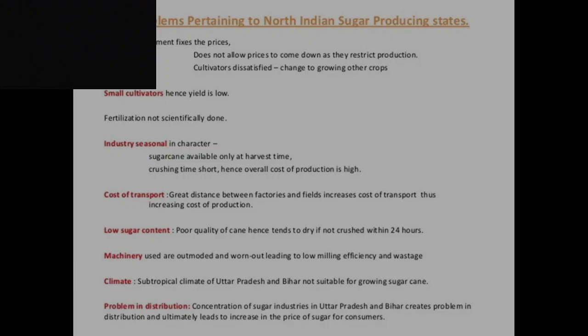Machinery used is outdated, automation is not used, so worn and old machinery leads to low mill efficiency and wastage. Climate: the subtropical climate of UP and Bihar is not suitable for growing sugarcane. And problem in distribution: concentration of the sugar industry in UP and Bihar creates problems in distribution and ultimately leads to an increase in the price of sugar for consumers. That's the problem of UP and Bihar in processing and producing sugar.